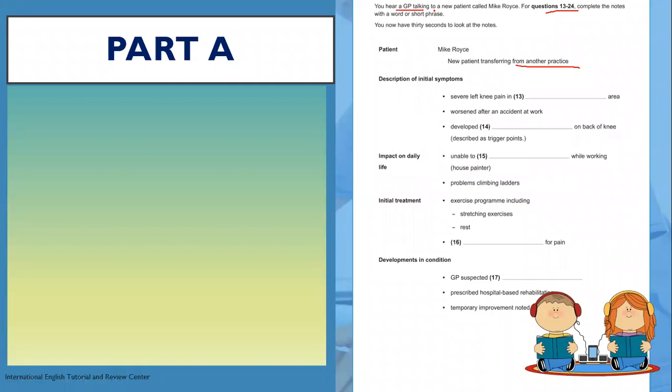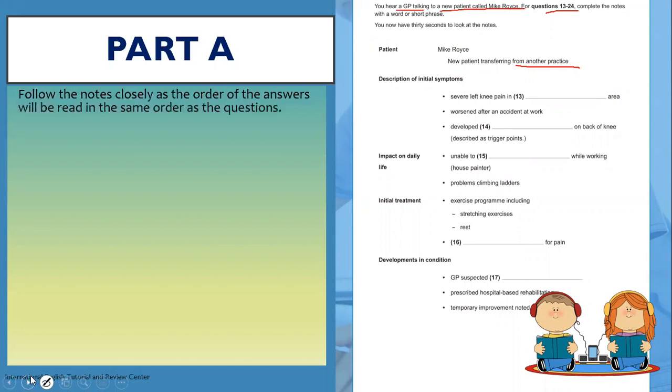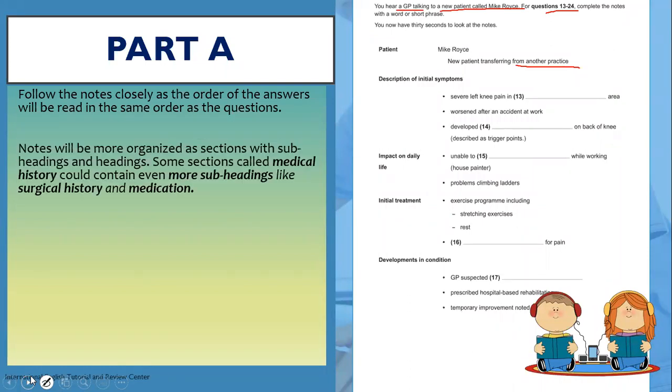You will hear a GP talking to a patient. Follow the notes closely, as the answers will be read in the same order as the questions, and the notes will be organized as sections with headings and subheadings. Some sections are like medical history, and then there are subheadings like surgical history and medication. In this case, we have description of initial symptoms, impact on daily life, initial treatment, and developments in condition. Those are the headings.